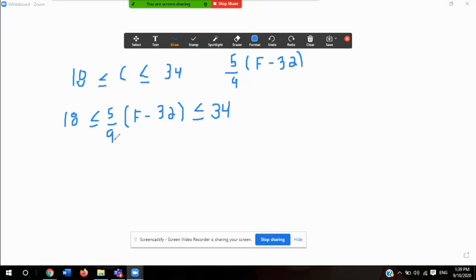So what's the first thing I'm going to do? Well, I have to divide by 5/9. I have to get this 5/9 out of here because it's saying 5/9 times F minus 32. A lot of people would say, well, then I add the 32 on both sides. That's not what you're going to do, because there's a multiplication sign. So what I actually have to do is divide by 5/9.